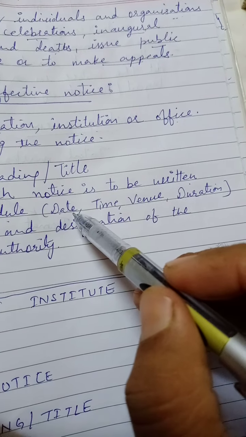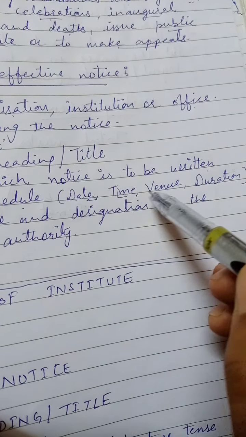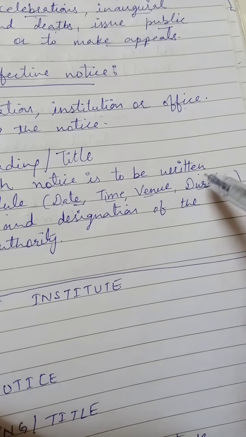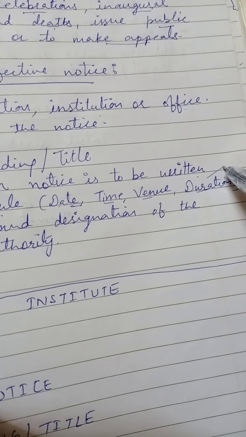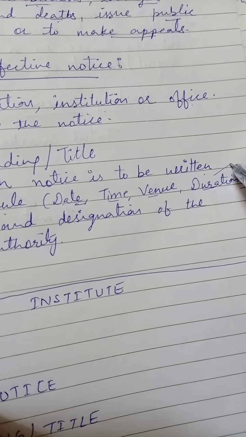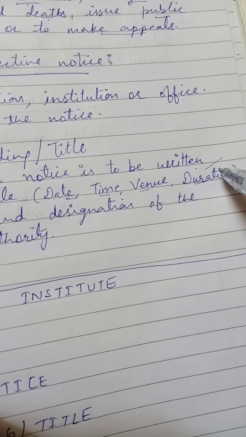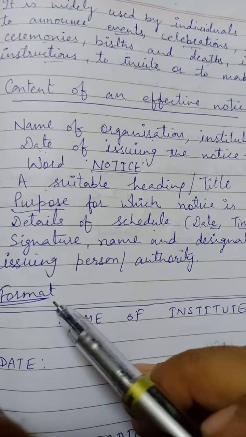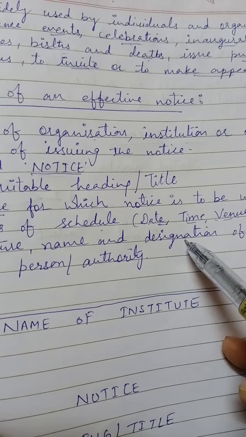So what program is to be organized, what is the date, time, venue, duration, or you also can add the personality who will inaugurate the office or the institute, or the chief guest or the guest of honor, whosoever is there we can include in the detail part. Next, signature, name and designation.